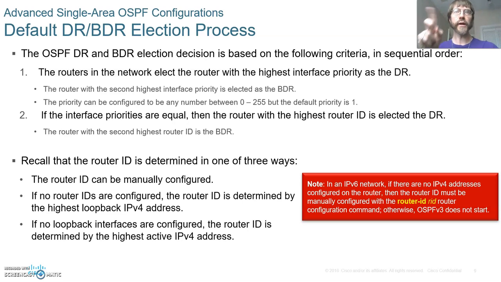Now, if priority values are equal, then router IDs become the key concern. So there's an order of precedence within the order of precedence. So first, priority value. Highest priority value wins. If all the priority values are equal, then we fall over to router ID. And of course, the router ID order of precedence that we know about takes effect. Manually configured, loopbacks, physical addresses.